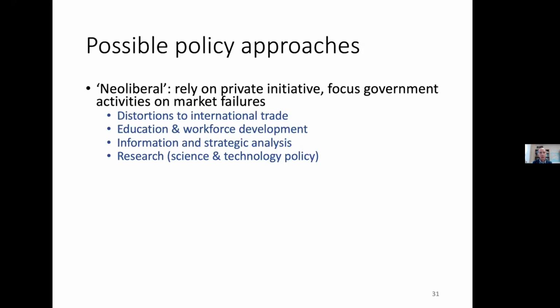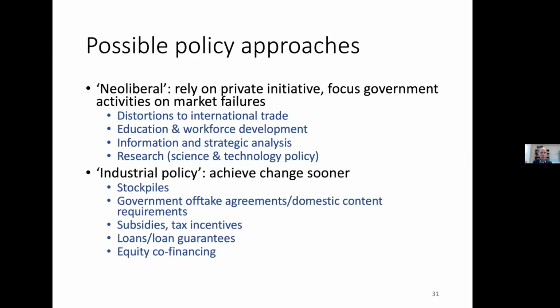And so when distortions to international trade are the problem, work for freer international trade. Focus on education and workforce development. Focus on information and strategic analysis when opaque markets are a barrier to market responses. Focus government activities on research and development, and innovating, and then commercializing these innovations as a way out of supply chain risk. So activities that complement market activities, but basically beyond that are hands off.